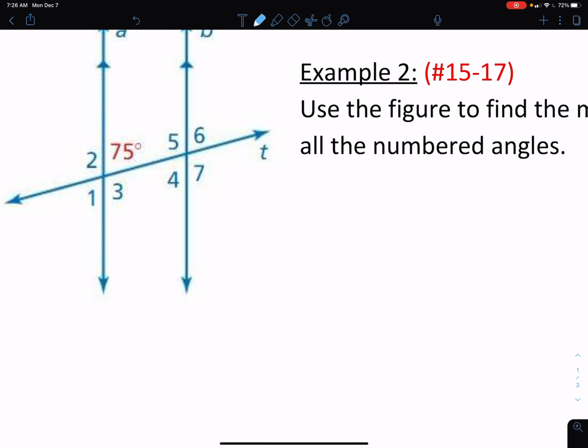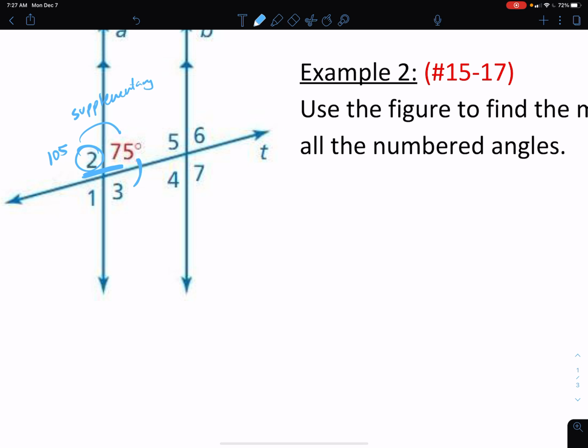So, a couple of things. Well, we could figure out angle 2, right? Remember, these two angles have to add up to 180. These two angles are supplementary. So if this is 75, the other one has to be 105.